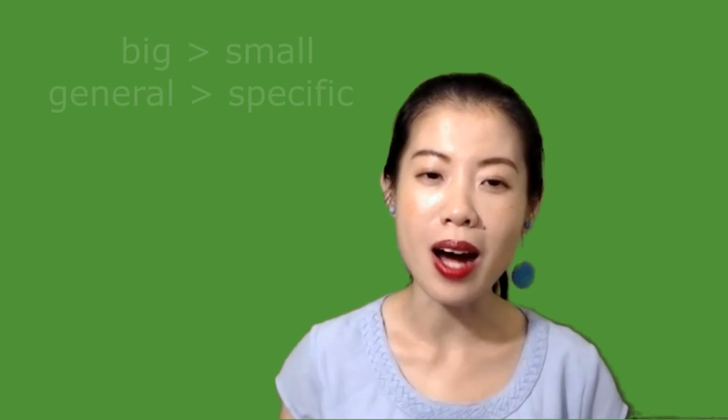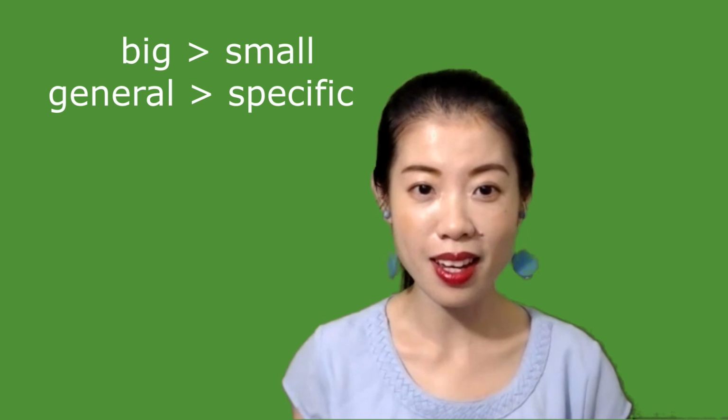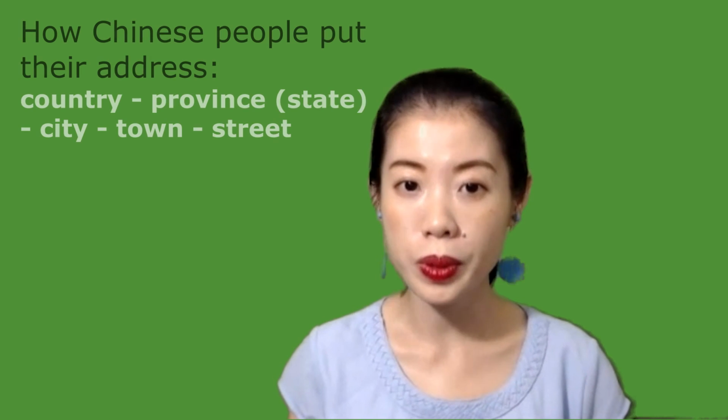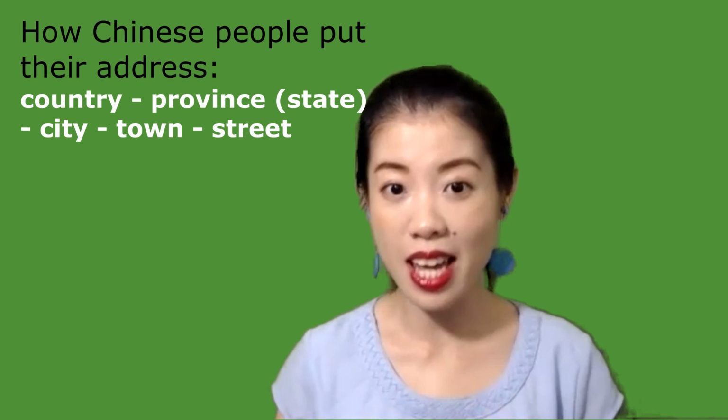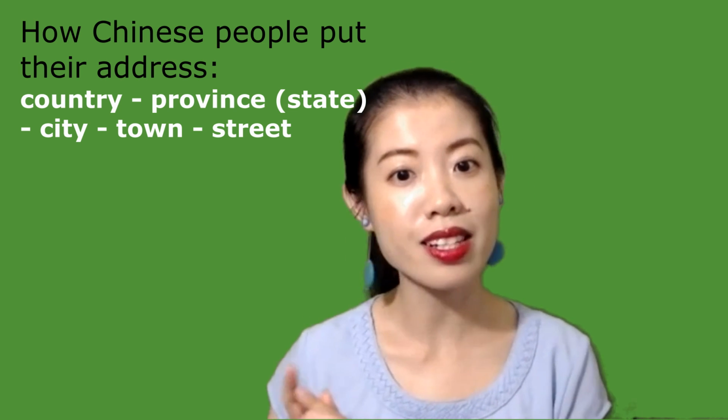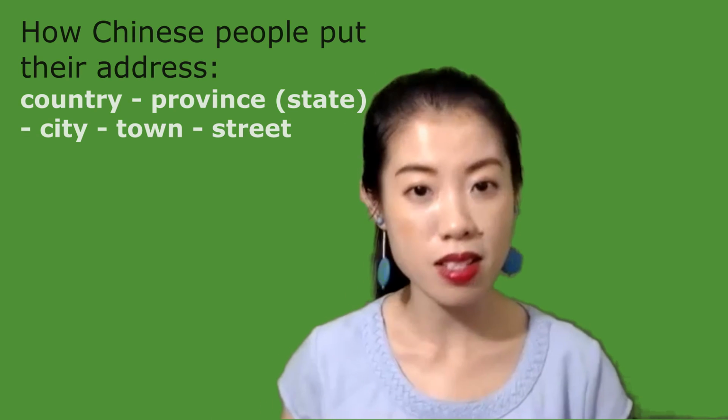That's why it's very important when you learn a language to understand the cultural concepts, the cultural meanings behind the language. The way the language works is influenced by the culture in some ways. Take Chinese and English for example. In Chinese, people order words or concepts from big to small, general to specific, collective to individual. For example, the address. Chinese people will put the country first, then the state or the province, then the city, then the town, then the street name, then the person's name, the sender's or the receiver's name.